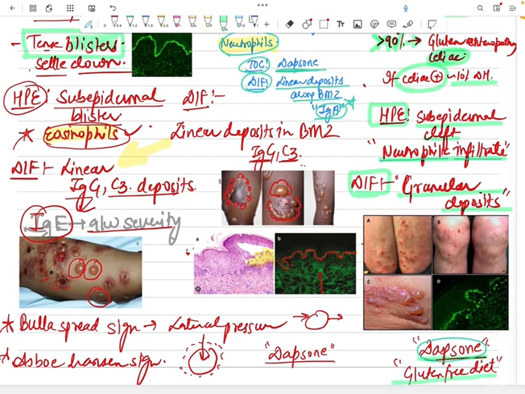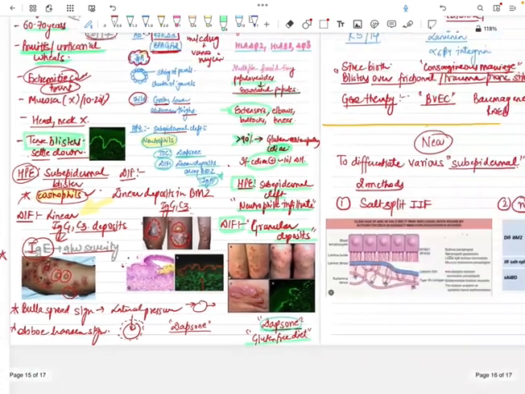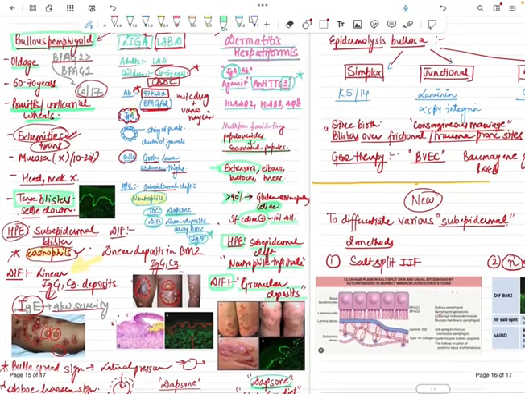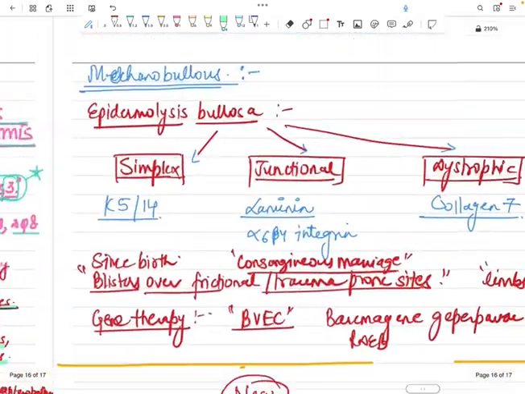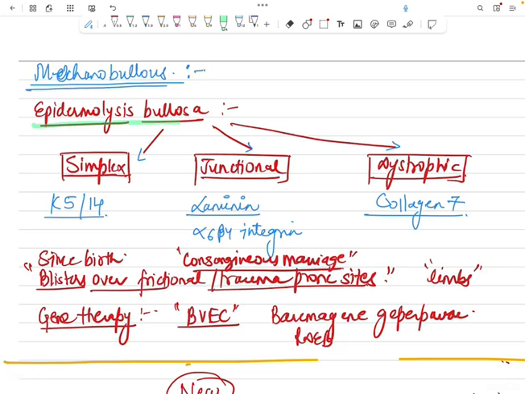Treatment of choice is gluten-free diet, right? For celiac disease also, it is gluten-free diet. But if you want to give some drug for dermatitis herpetiformis, it is Dapsone. You should remember the neutrophilic infiltrate. Now, very important question, epidermolysis bullosa.